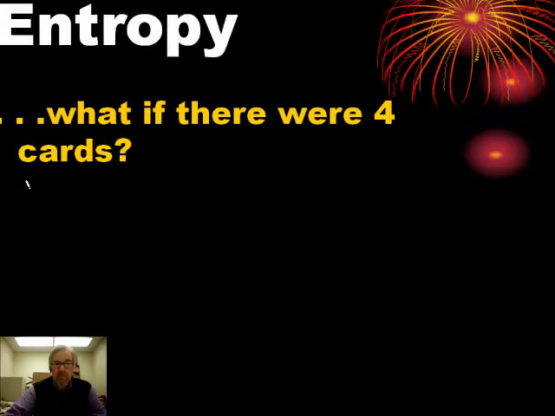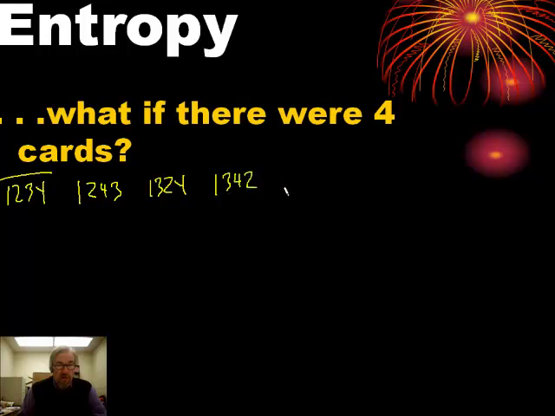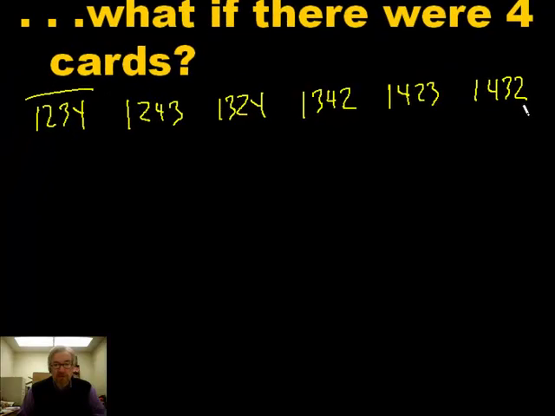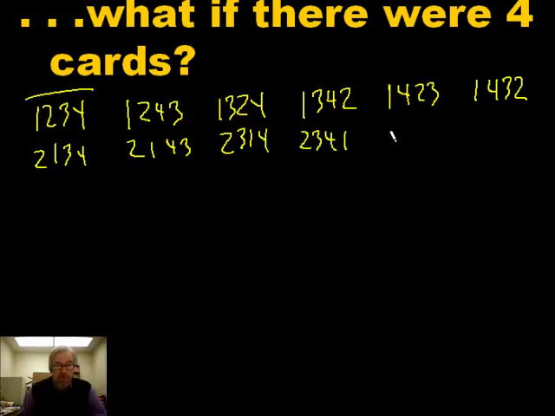Well, let's expand it. What if there were 4 cards in the deck? Well, if we started with card number 1, we could have 1, 2, 3, 4, which is our possibility of an ordered deck. Or you could have 1, 2, 4, 3. You could have 1, 3, 2, 4, 1, 3, 4, 2, or you could have 1, 4, 2, 3, and 1, 4, 3, 2. If our deck started with card number 2, we could have 2, 1, 3, 4, or 2, 1, 4, 3. We could have 2, 3, 1, 4, and 2, 3, 4, 1. We could have 2, 4, 1, 3, and 2, 4, 3, 1.